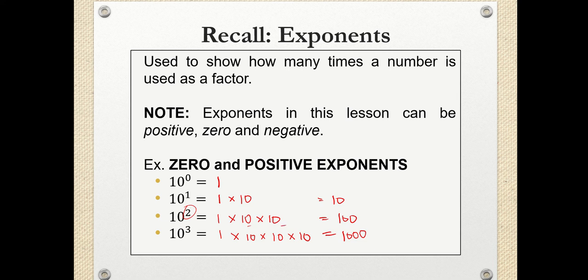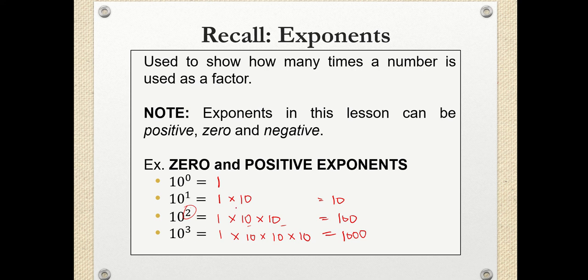We've also described the use of zero and positive exponents. Kaya pag any number raised to 0 is equal to 1, kasi hindi natin ginamit yung base as a factor. So the positive exponents: dahil 1 yung exponent nitong 10, once lang natin siya ginamit. Dahil 2 yung exponent ng 10, dalawang beses natin siyang ginamit. And dahil 3 yung exponent ng 10, tatlong beses natin siyang ginamit.